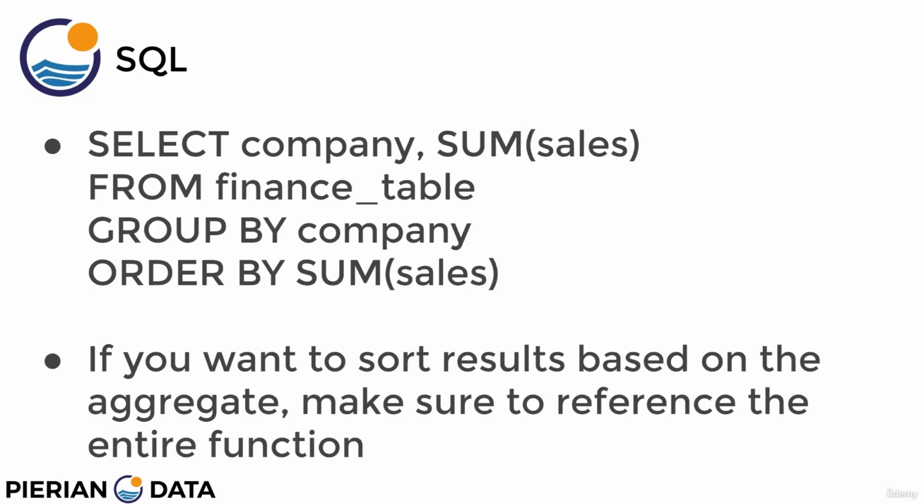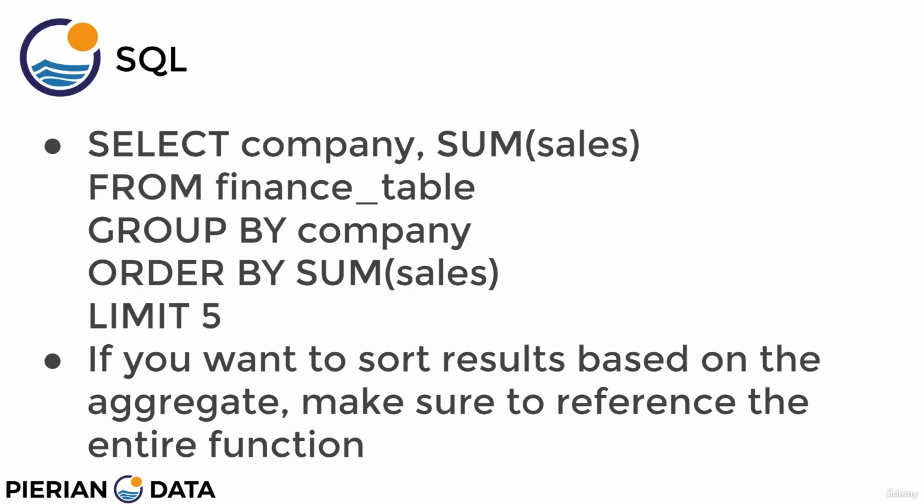Here's another example that if you want to sort the results based on the aggregate, you have to make sure to reference the entire function. So in a simpler example here, let's say we wanted to sum the sales, total sales per company, then we could select company, sum of those sales from the table. We would group by company. And then the other thing to notice here is if I actually wanted to order by the sum of sales, I don't just say order by sales, I have to say order by the sum of sales. So notice that whatever I'm ordering by, that total statement should exist somewhere in that select clause.